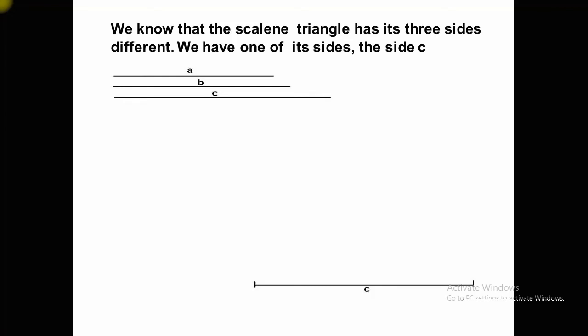We know that the scalene triangle has its 3 sides different. We have one of its side, for example the side C. For example, in this data one side C is given. The length of side C, suppose, is given. So take the base according to the measurement of side C. So this side C will be the base for the scalene triangle.